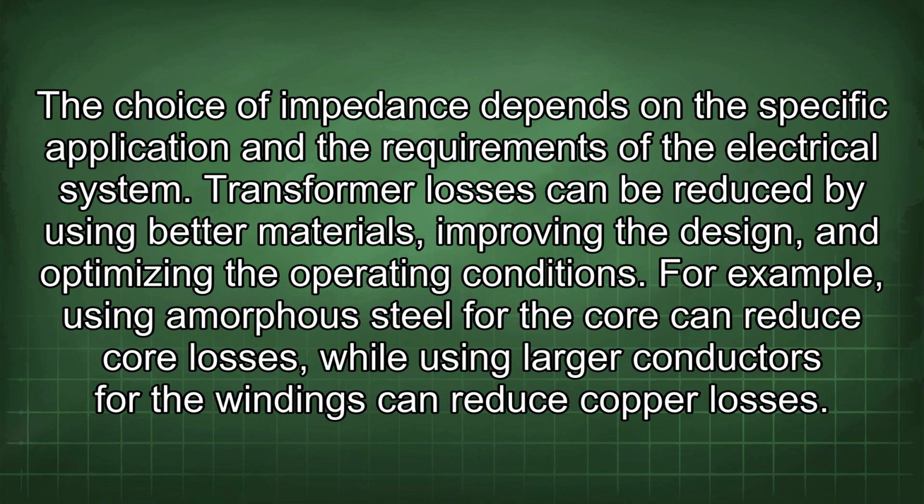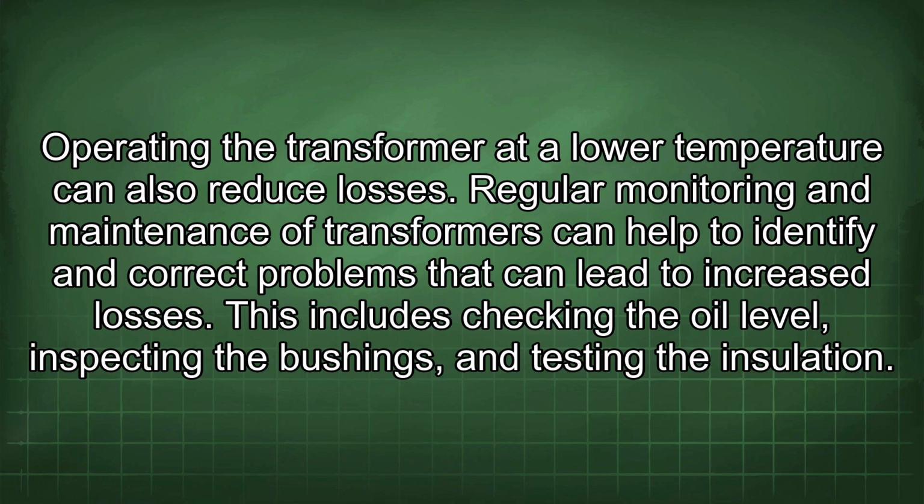Transformer losses can be reduced by using better materials, improving the design, and optimizing the operating conditions. For example, using amorphous steel for the core can reduce core losses, while using larger conductors for the windings can reduce copper losses. Operating the transformer at a lower temperature can also reduce losses.